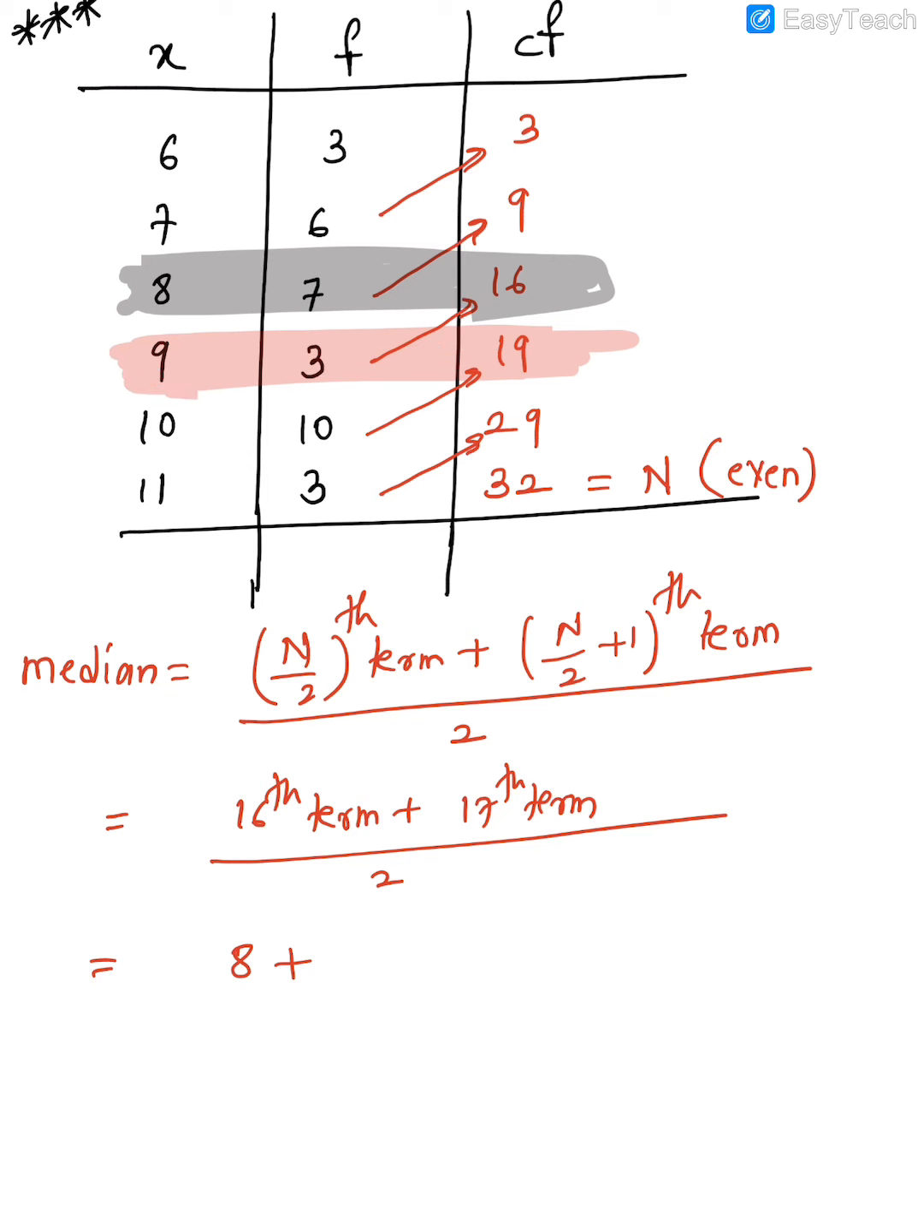Got it? So it'll be what? 19. So 8 plus 9 and then the whole thing divided by 2. 17 by 2 is what? 8.5. So that's your answer. Got it? So the 16th term is 8 and then the 17th, 18th and 19th, the next 3 terms are what? 9. But we are interested only in the 17th term. So the 17th term is what? 9. Okay. So the answer is 8.5.